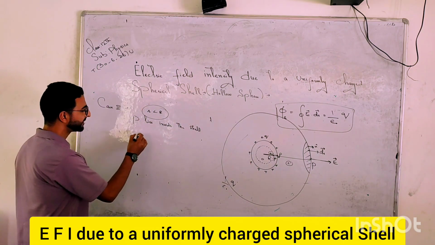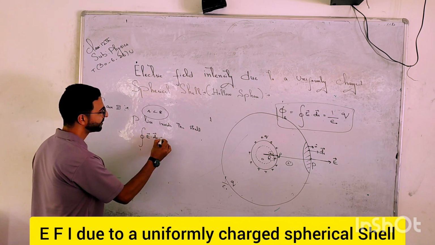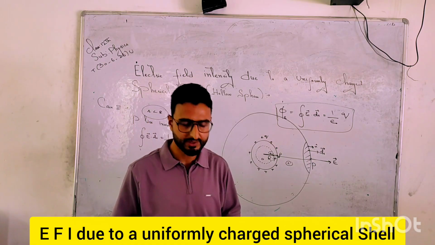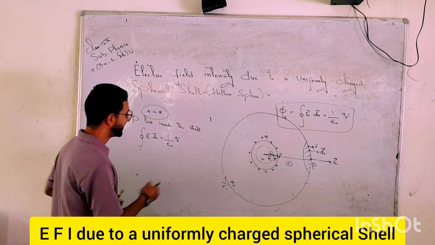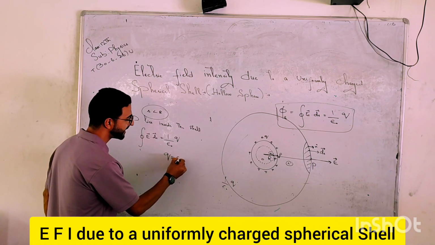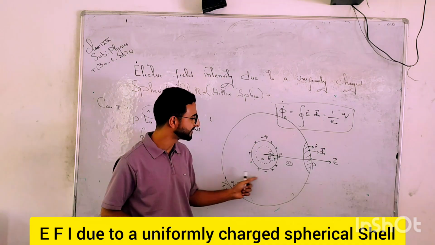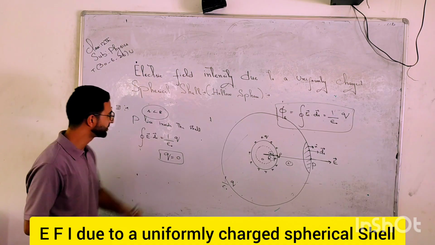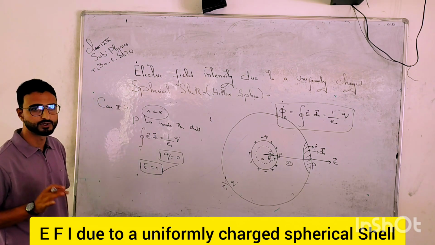Now, as per Gauss's law, the surface integral of the electric field over a closed surface is equal to 1 by epsilon naught q. Now look at the diagram. What is the charge enclosed by this very surface? It is equal to 0. The net charge enclosed by the Gaussian surface is zero because charge only lies on the outer surface of the shell. There is no charge inside the shell. So if charge inside the shell is equal to 0, simply we will get electric field intensity inside the spherical shell is also equal to 0.